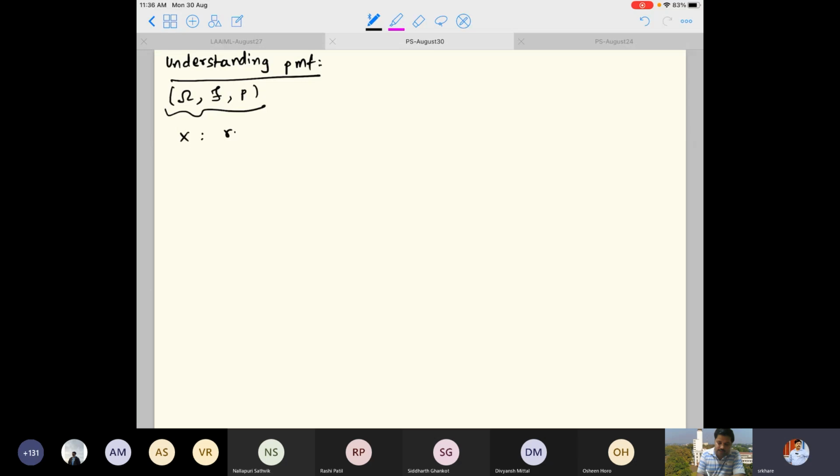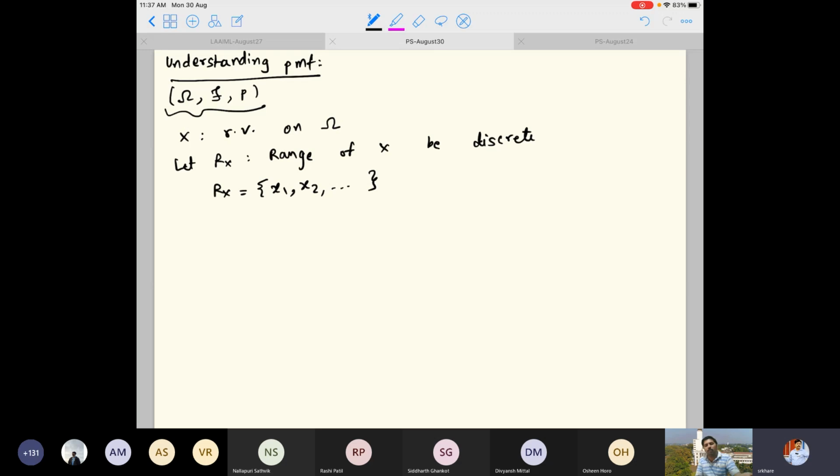Then I define a random variable X. Okay, random variable X. So this is defined on omega, random variable on omega I have already defined. So let R_X, the range of random variable, range of X, be discrete. Okay, be discrete. So it really means that it is finite and countable or infinite and countable. So this is basically a discrete random variable. Okay, so I write down this X as x1, x2, and so on so forth. Okay, because it's a countable set, I will be able to enumerate it and I will be able to list all the elements in the range.